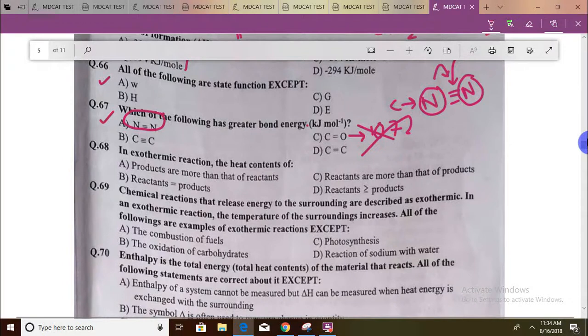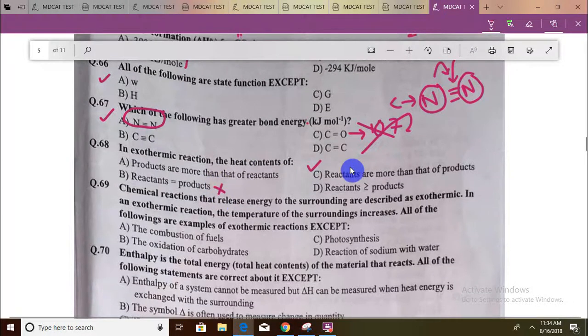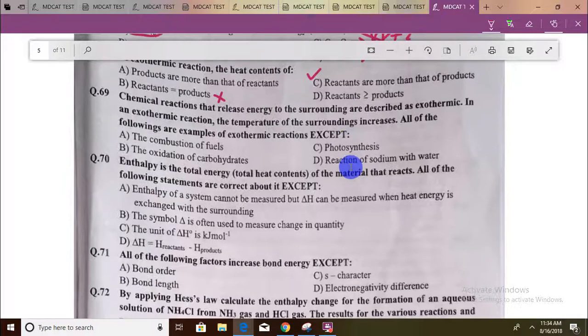So in an exothermic reaction, the heat content of the products is more than that of reactants, or reactants more than that of the products. This can literally never be the case. Chemical reactions that release energy to the surroundings are described as exothermic.